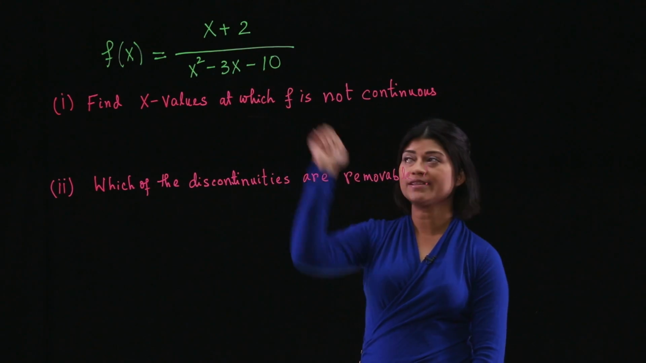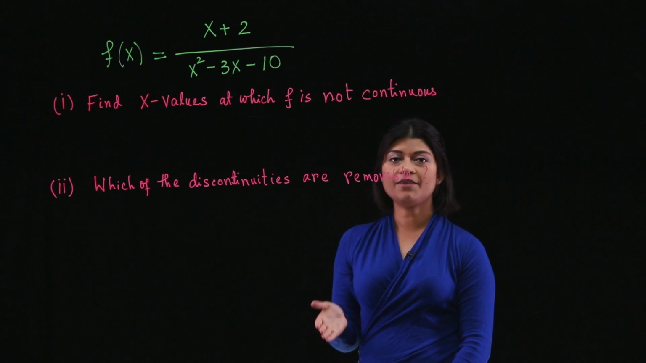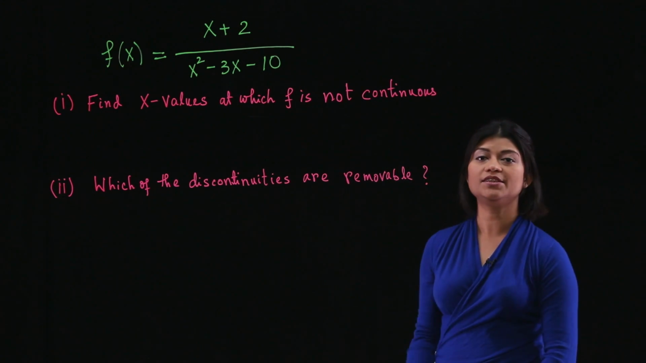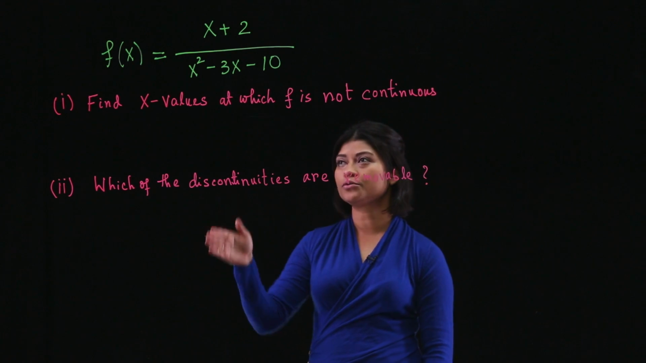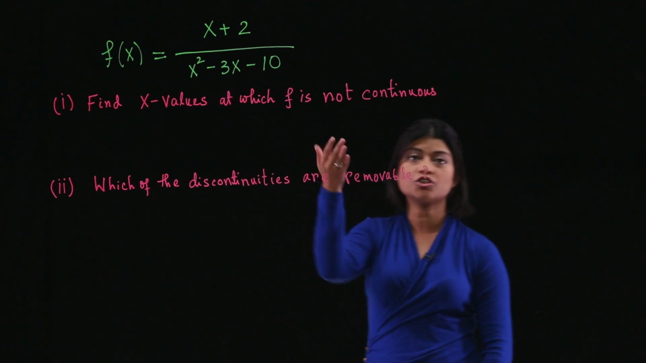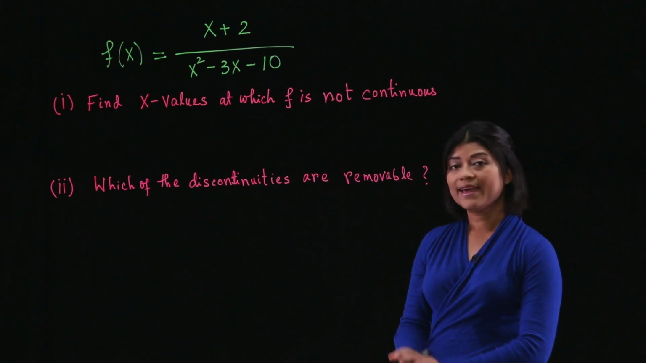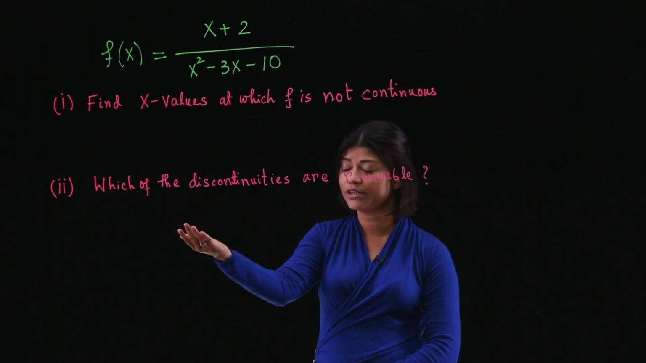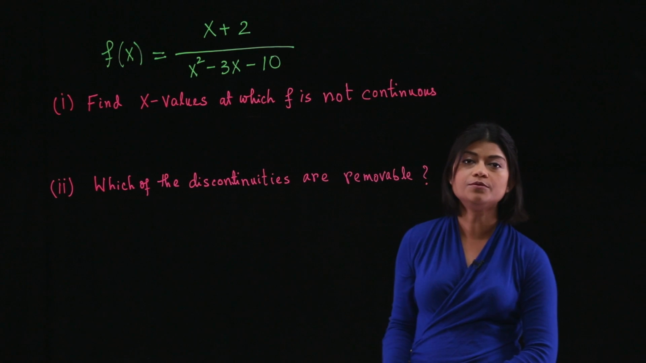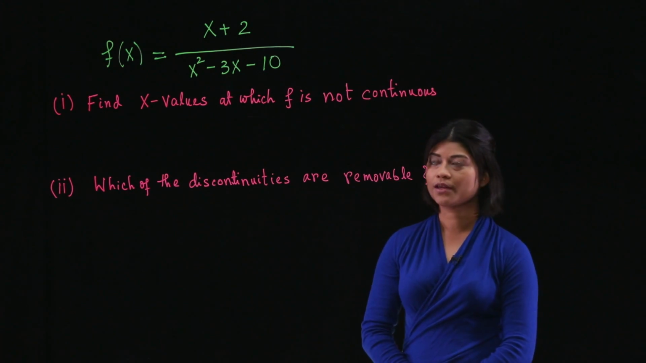Today we have a function f of x is equal to (x plus 2) divided by (x squared minus 3x minus 10). We have to analyze discontinuities of this function. So first we have to figure out if there are any x values where the function is not continuous. And then if we do find some points of discontinuity, we have to figure out if they're removable or not.